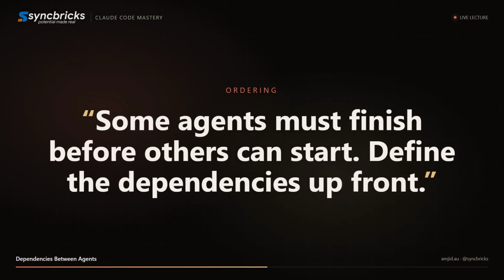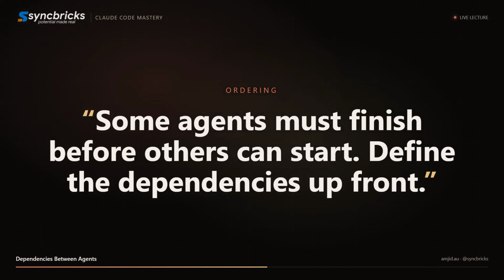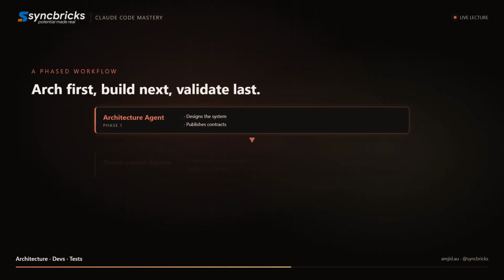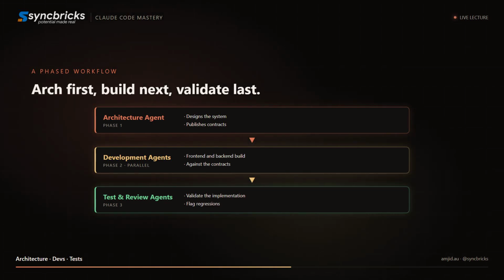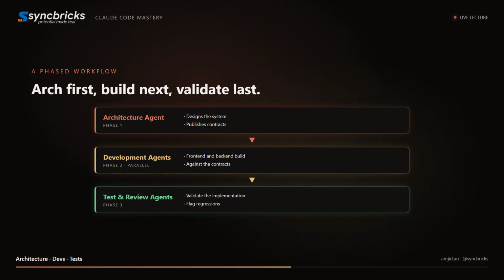For more complex workflows, you can define dependencies between agents. Some agents may need to complete their work before others begin. For example, an architecture agent can define the system design first. Then, development agents follow that design. Finally, testing and review agents validate the implementation. This creates a structured execution flow while still allowing parallel work where possible.